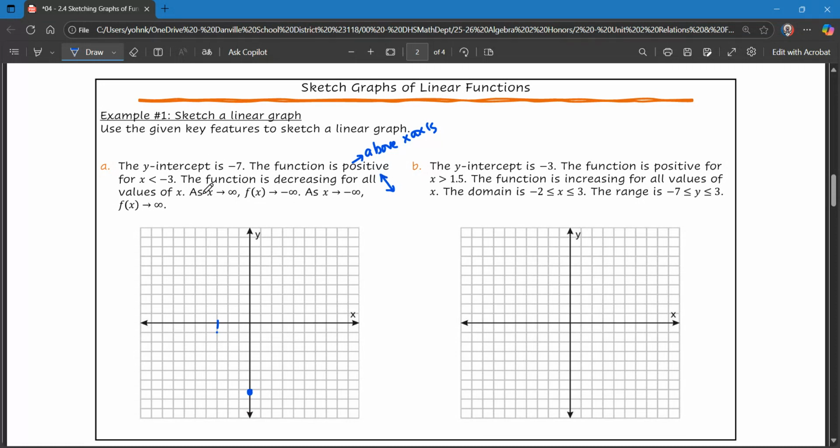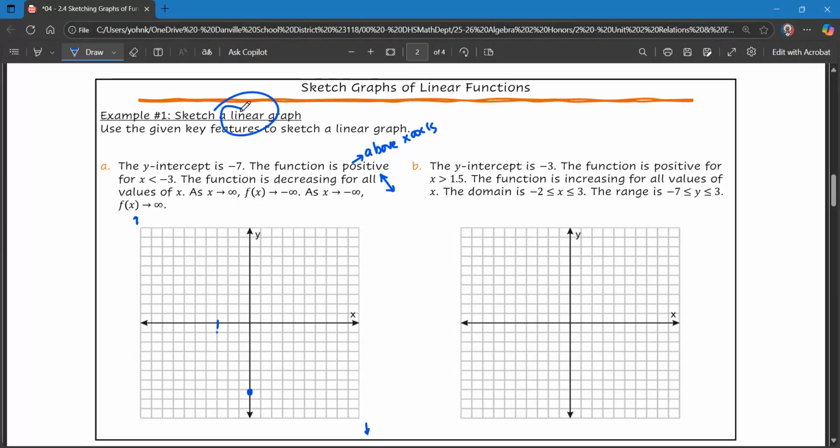And then here we get end behavior. As x approaches positive infinity, f of x approaches negative infinity. That means as my x's get bigger, my y's get smaller, so we're going down. The last sentence, as x approaches negative infinity, f of x approaches positive infinity. So as my x's get smaller, my y's are getting bigger.